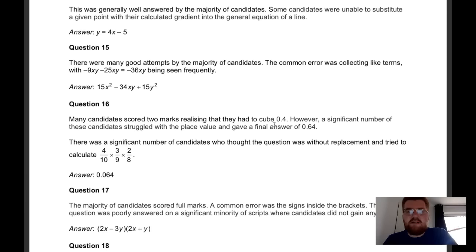Okay, most people realise how to cube 0.4 and struggle to work that out. And a significant number of candidates thought there was without replacement and tried to calculate this. I do have sympathy for that. It didn't seem obvious at all that you'd have to not do replacement. So I do have sympathy for those candidates, and it wasn't obvious from the wording of the question.